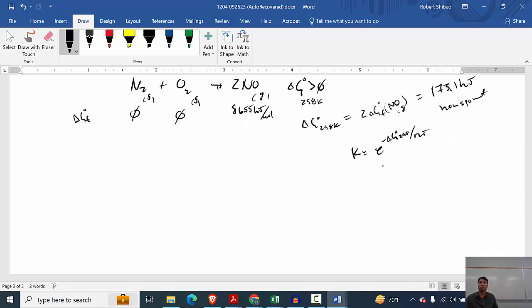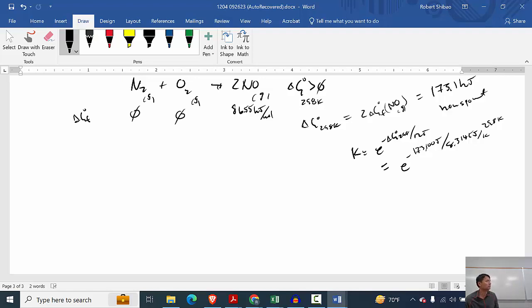So we can just go ahead and plug that in here. Except I have to convert this from kilojoules to joules, or I have to convert R. I'll just convert that to joules. So this is going to be e to the minus 173,100 joules divided by R, 8.3145 joules per Kelvin, divided by T, 298 Kelvin.